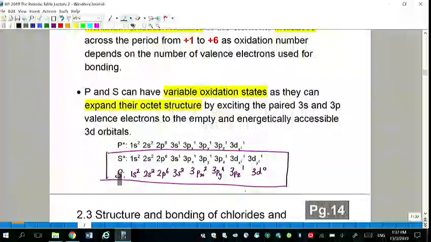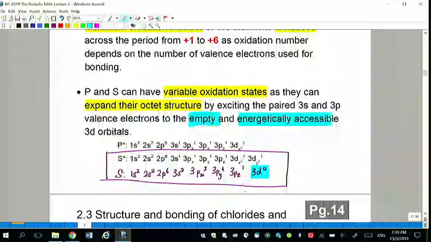If I represent sulfur at the ground state, what do I mean by ground state? It is of the lowest energy level. The electronic configuration that it will have is 1s2, 2s2, 2p6, 3s2, 3px2, 3py1, 3pz1. There are no electrons occupying the 3d orbitals. What happens is that the 3d orbitals present in sulfur are empty and energetically accessible.